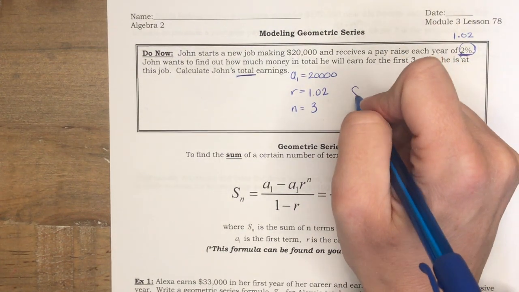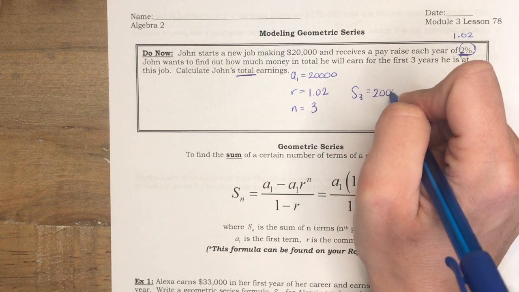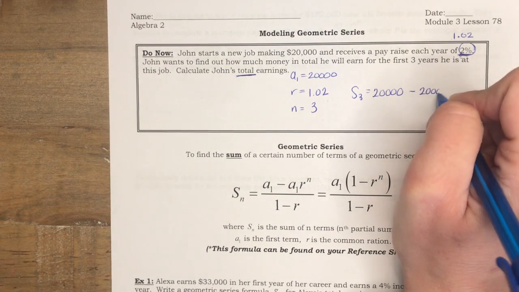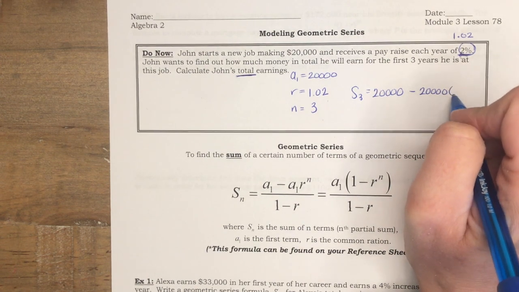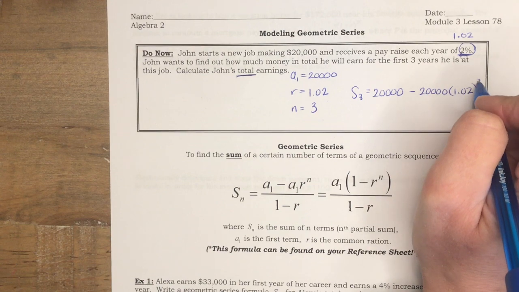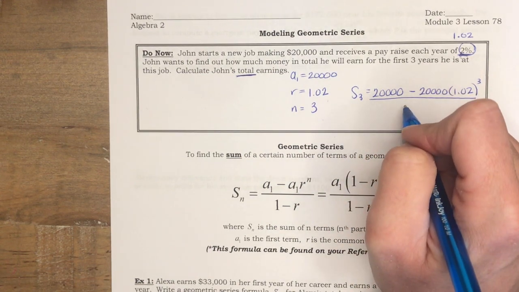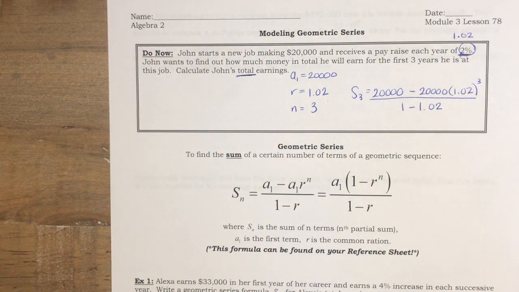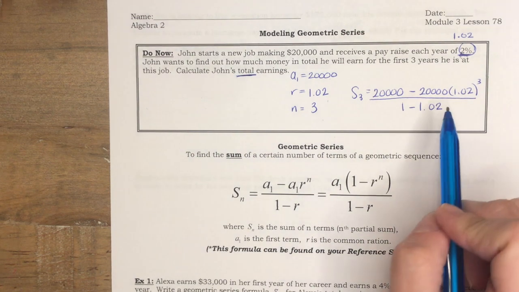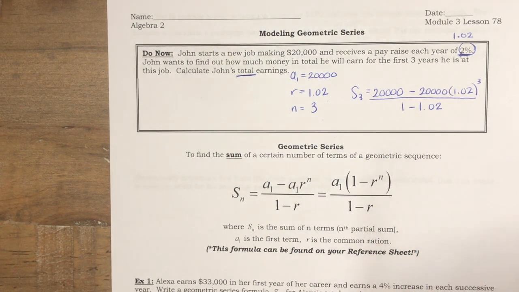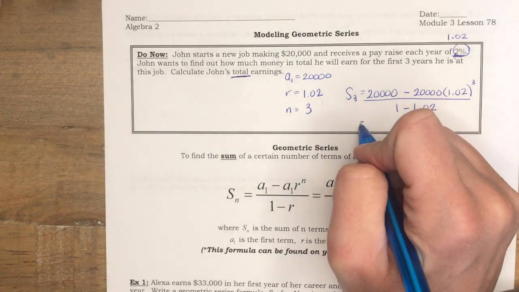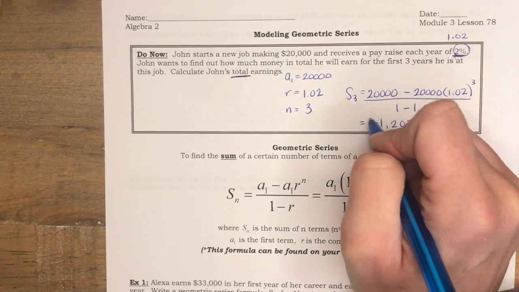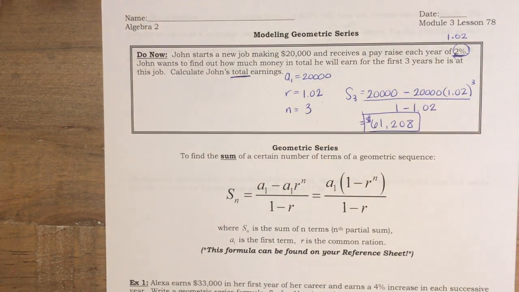So if I plug that into my formula, I have 20,000 minus 20,000 times r, which is 1.02 to the third power, all over 1 minus r. So 1 minus 1.02. Okay, and we talked about how you need to be careful putting that into the calculator, making sure you use your fancy fraction, and we get $61,208. Okay.